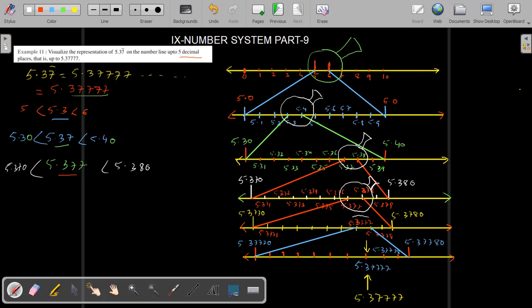So like this, you can draw the magnifying lens later on. Okay, so this is your final point. Got it? So that is how to represent on the number line.